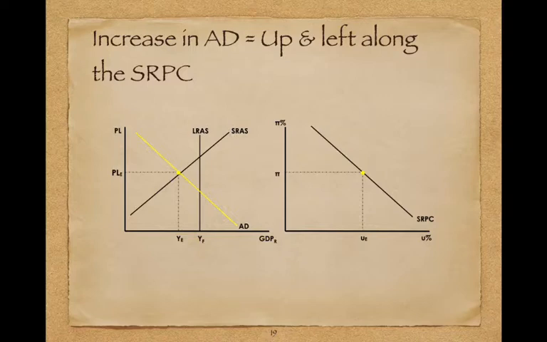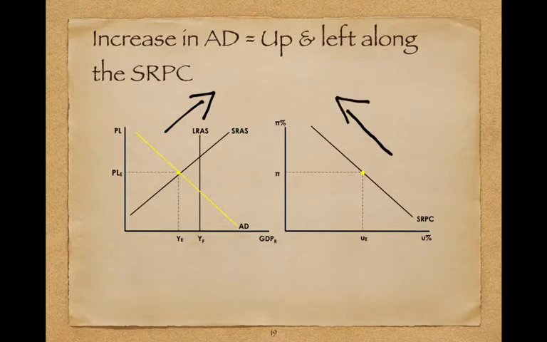So what we want to do is increase AD. If we increase aggregate demand, we know we're going to shift aggregate demand to the right. Because these graphs mirror each other, if I'm shifting AD up and to the right, that means I'm going to move on my short-run Phillips curve up and to the left.